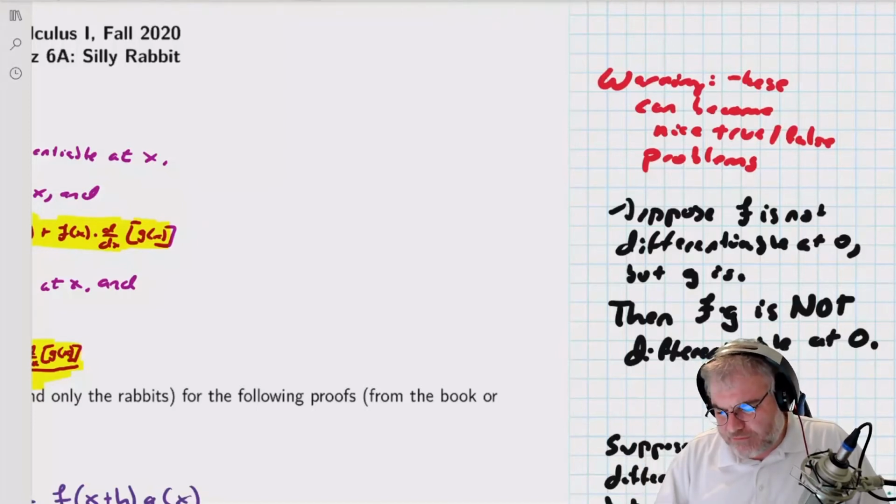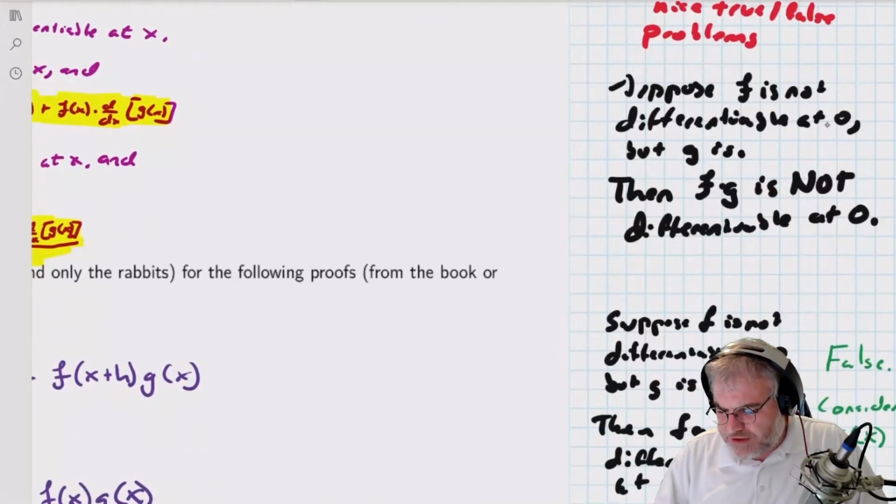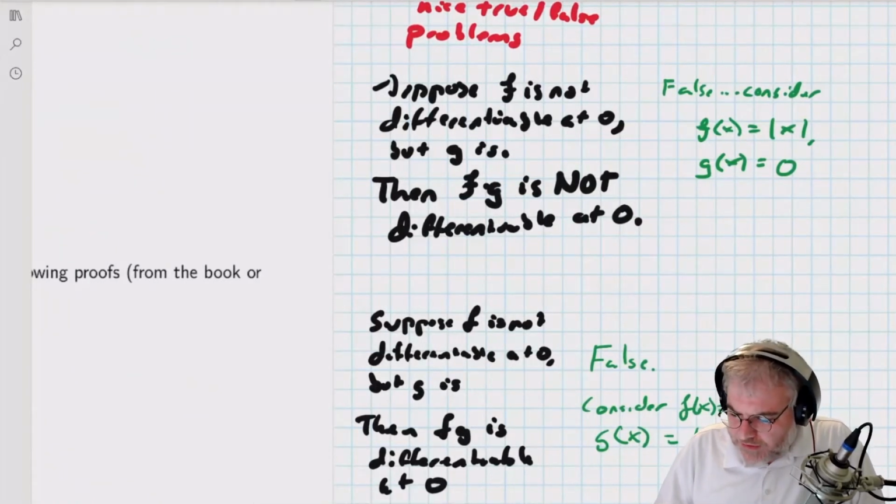However, I would encourage you to do it anyway, and here's why. These things can be really nasty or nice, depending on your perspective, true-false questions. Suppose I have an f that is not differentiable at 0, but g is. Then the true-false question says, then f times g is not differentiable at 0. That's actually false. You can't conclude this. Consider f of x equals the absolute value of x and g of x equals 0. Then f times g of x equals 0, which has a perfectly nice derivative at 0.